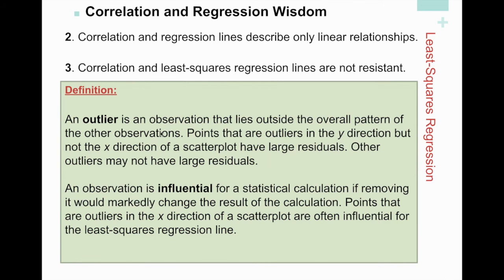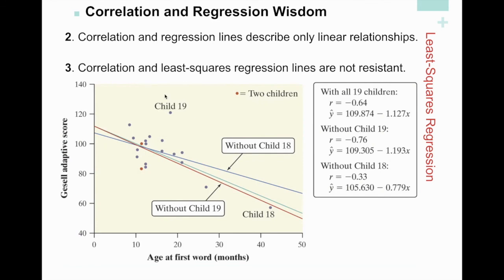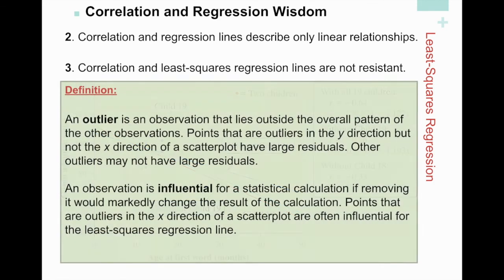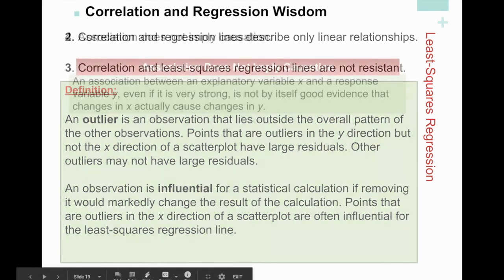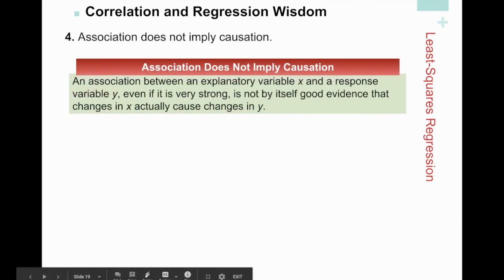If you have an outlier in the y direction, that means that the model did not predict that value very well. So child 19 is quite high above. This is an outlier in the y direction. That means that the residual would be very large on this particular point. Other outliers may not have large residuals, so you might have outliers that don't have huge residuals. And influential points, we're typically talking about in the x direction.